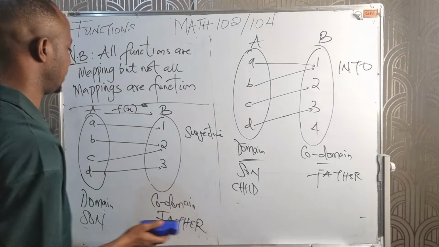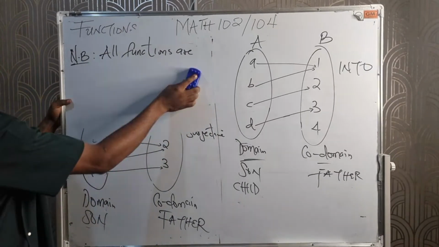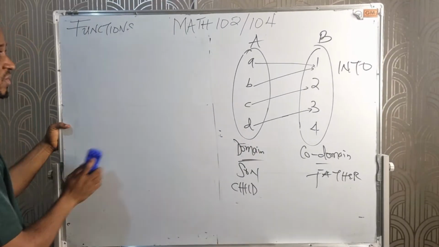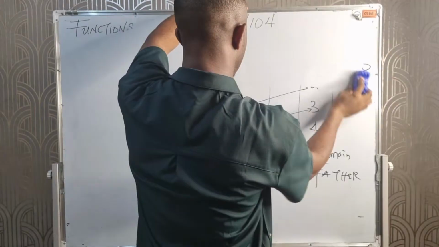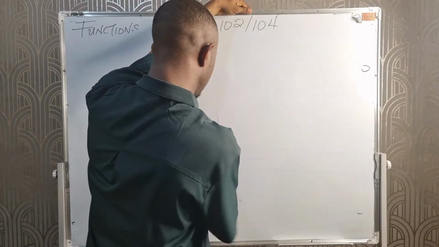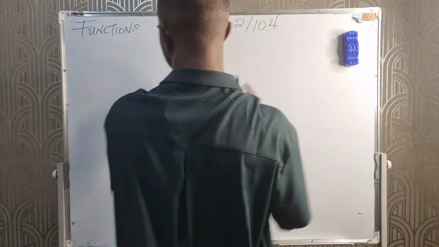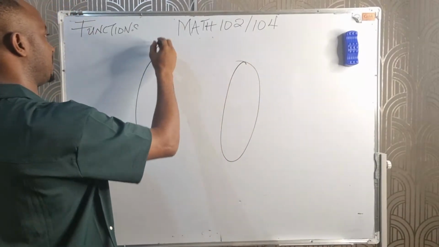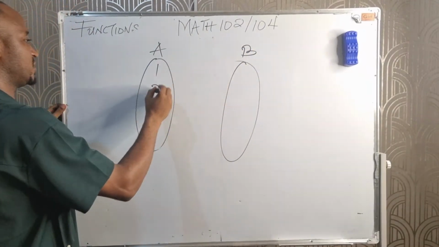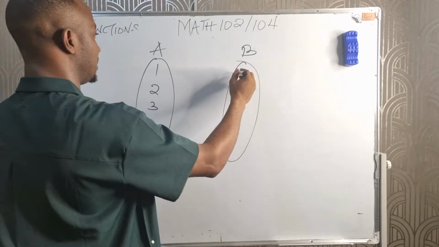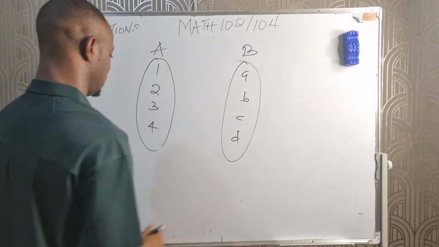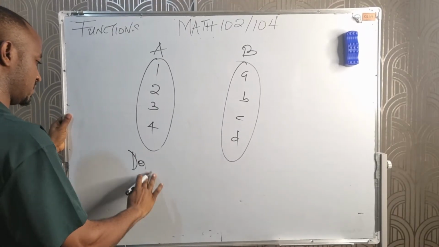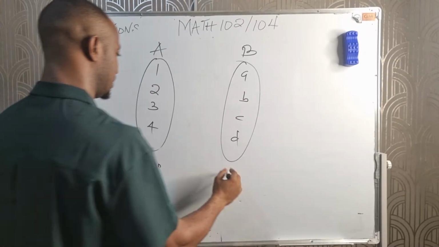Okay. Now the next is for us to look at the next type of mapping function, which is called the constant mapping function. Constant mapping function. If I have a diagram of this kind, I have A, I have B, I have 1, 2, 3, 4, and here is A, B, C, D. Don't forget we say this is called our domain, right? Domain, and this is called the codomain.